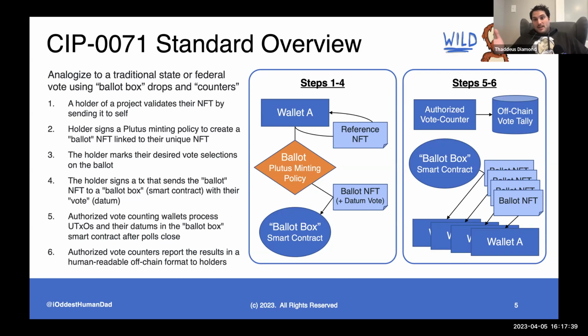You could leave them in the ballot box so that people can always know what the final tally was, if that's your case. The bottom line is, once the ballot NFT has been created and the vote has been sent to the ballot box, because that datum is there, it's been recorded on chain, and anyone can use any off-chain tools to just verify that.